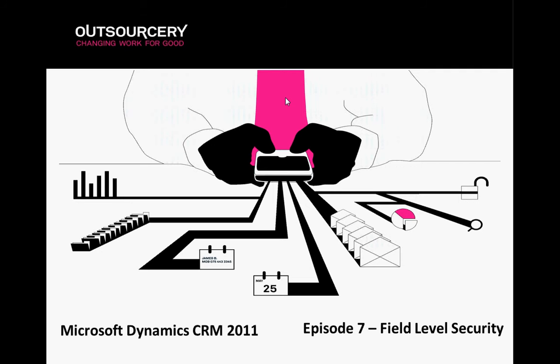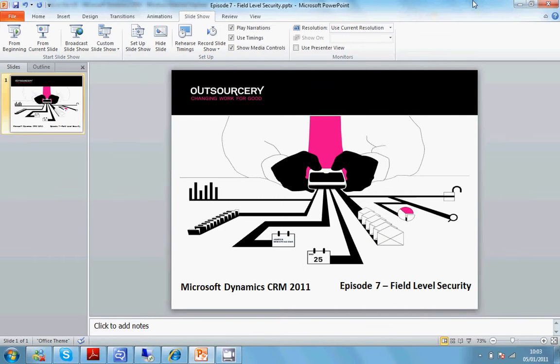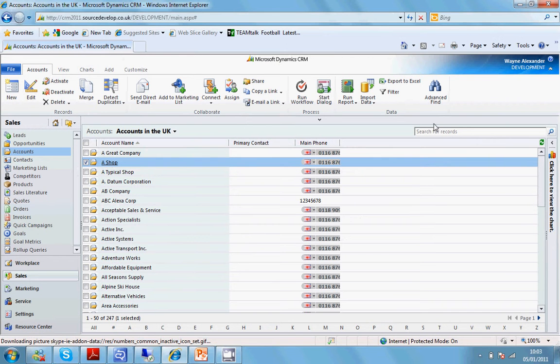Field level security was not available in 4.0. In 4.0, users can set security based on entities, but now it's available out of the box in 2011. Unfortunately, at present, field level security is only available on custom fields and will not be possible on out of the box fields.